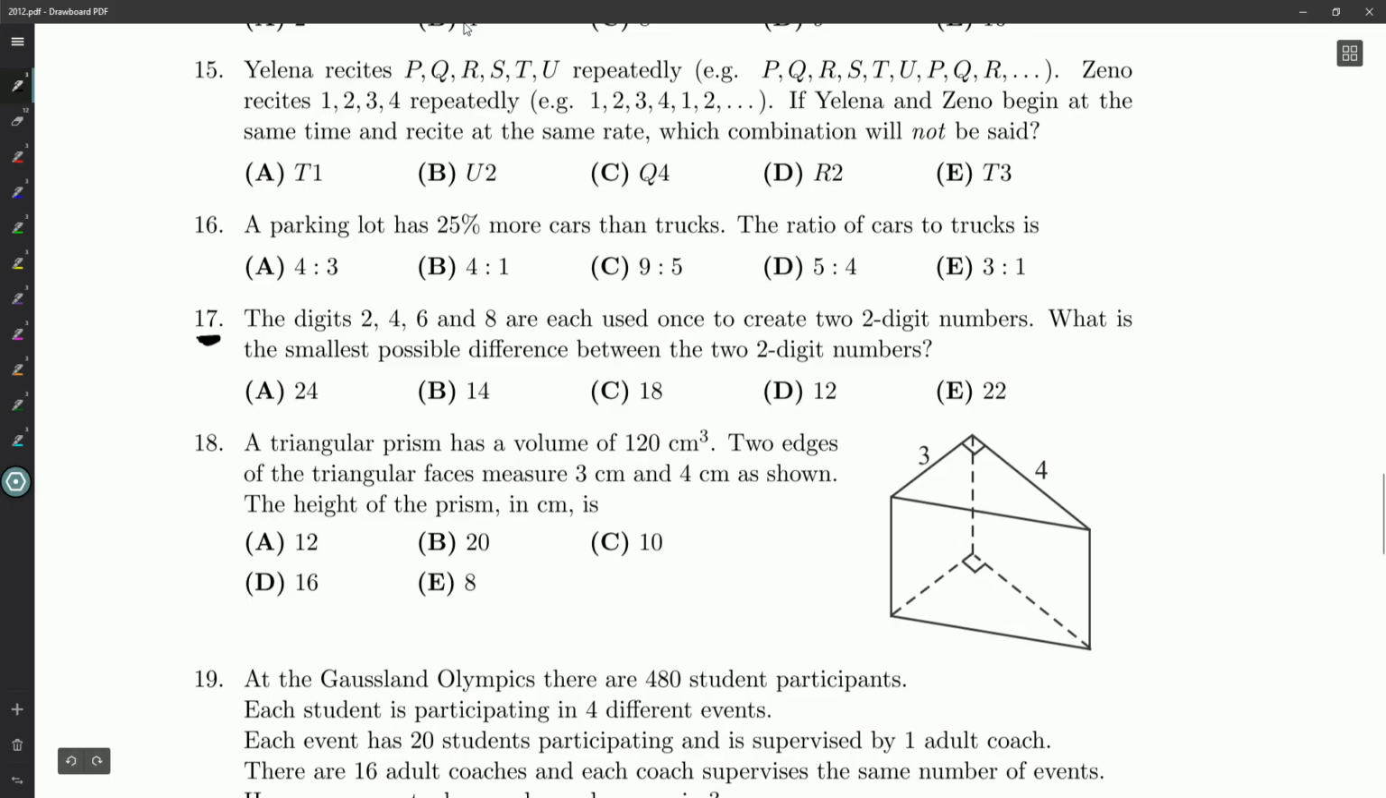We're looking at question 17 in this video. The digits 2, 4, 6, and 8 are each used once to create two two-digit numbers. What is the smallest possible difference between the two two-digit numbers? Okay, so we want the smallest possible difference here. How would you get the smallest possible difference? Well, you would need numbers that are particularly close, right? We want our numbers to be as close as possible.